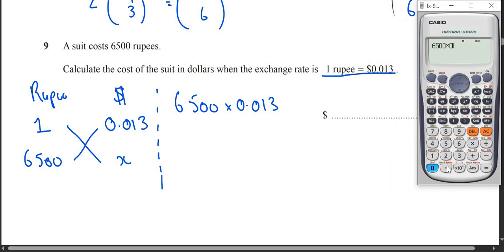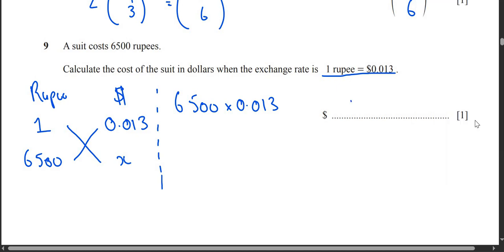6,500 multiplied by 0.013. We get 84.5. So it's an answer of $84.5.